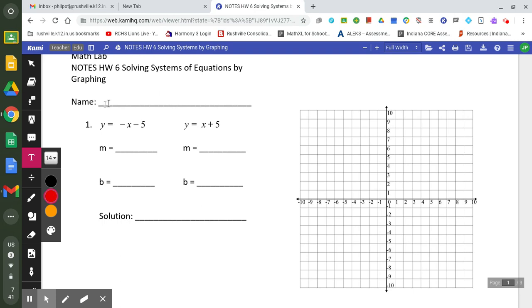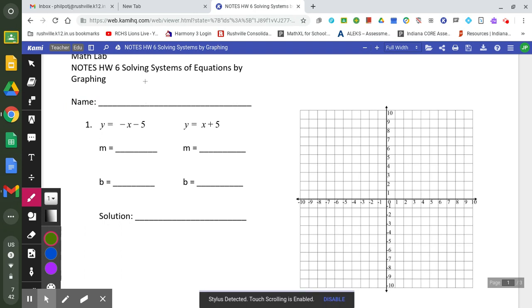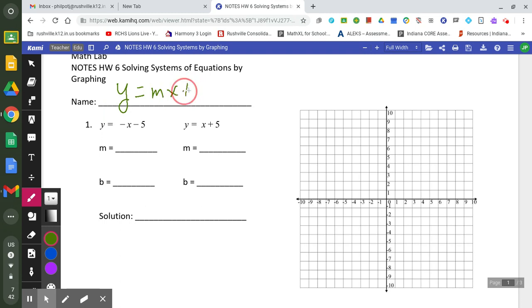So if you remember, slope-intercept form is y equals mx plus b, where m is the slope and b is the y-intercept.